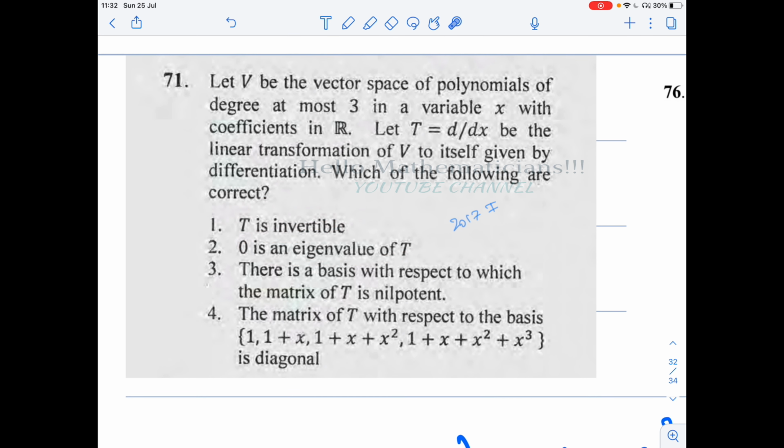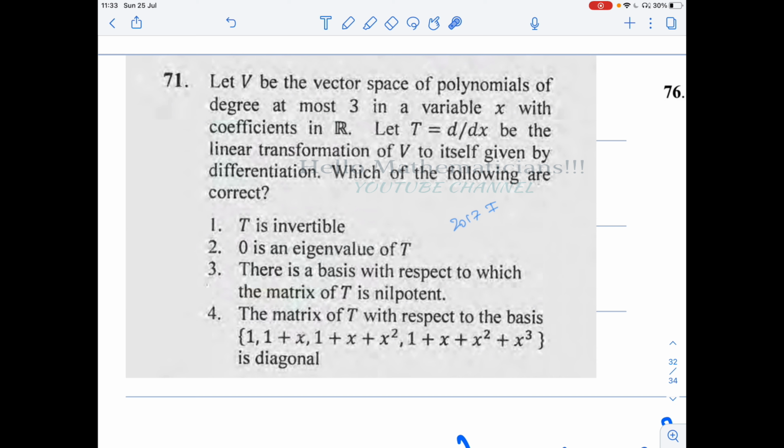Nilpotent means some power should be 0. There is a basis in which this is diagonal. Basically, it means that the matrix is diagonalizable. Okay, so there is a basis with respect to which this matrix is diagonal means that this basis has to be the eigenbasis.